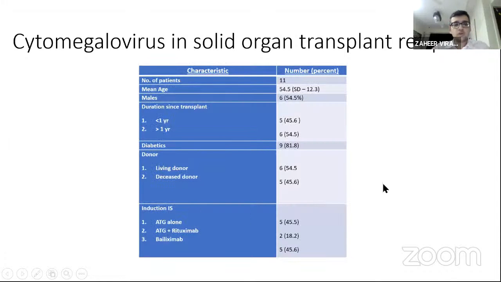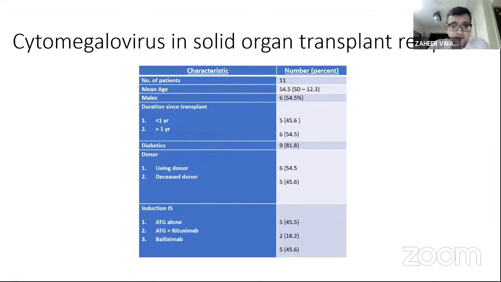Yeah. So we've done around 400 plus kidney transplants, and the mean age, so we looked through the data, and this was done by one of our fellows, Dr. Soumya. And she found that the distribution of CMV is equal in both males and females. The mean age was about 54.5, equally distributed less than 1 year and more than 1 year post-transplant.